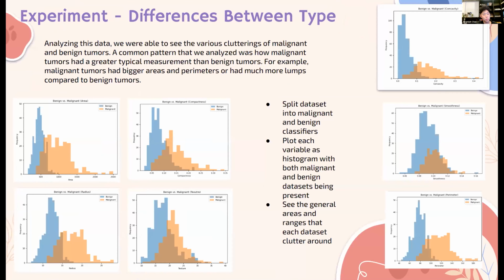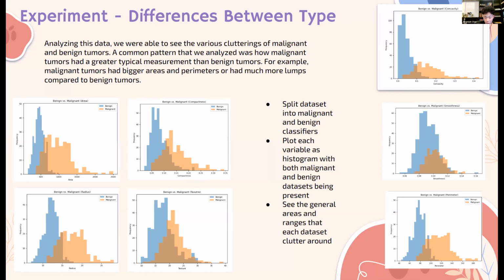Next, we found the distribution of normal and abnormal tumors. As you can see in the graphs, the blue represents the benign or normal tumors, while the orange represents the malignant or abnormal tumors. And from this, we observed that the abnormal tumors in general covered larger measurements than normal tumors, while having a greater range.